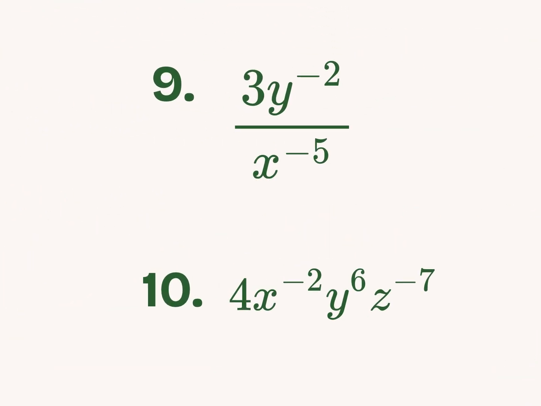What am I going to circle? The y to the negative 2. So since it's in the numerator, where does it need to go? To the bottom. What else am I going to circle? The x to the negative 5th. Since it's in the denominator, where does it need to go? It needs to go up.